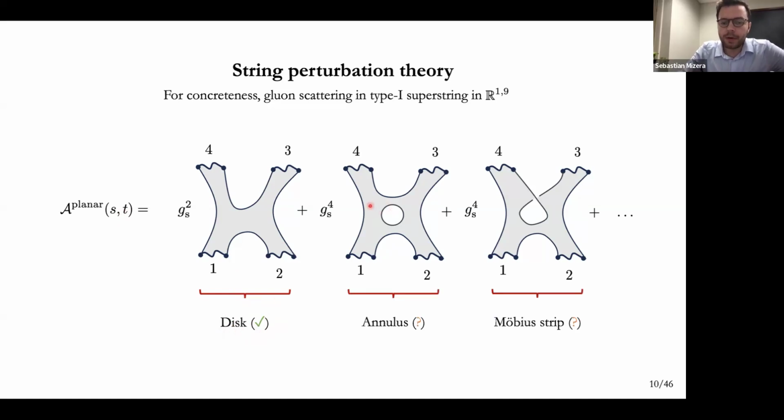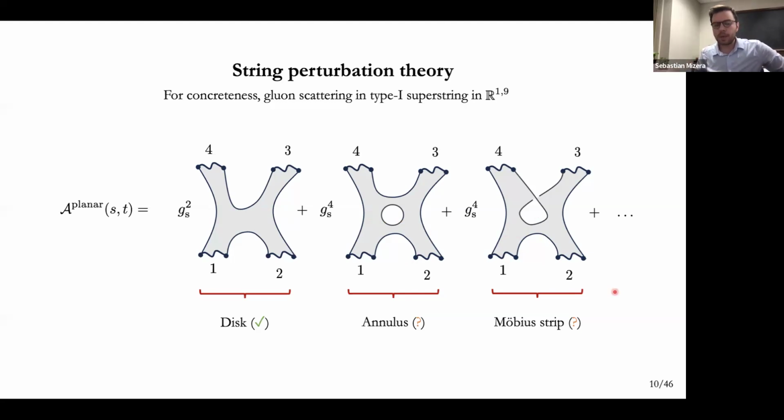But what will be the focus of this talk are these first two quantum corrections. Both of them, in quantum field theory language, would be called one-loop contributions. So the one-loop or genus 1. And there are actually two topologies that you need to consider in the planar sector. And this is the annulus and the Mobius strip. And as I indicated with these question marks, there are actually a number of open questions that relate to the formulation of string perturbation theory on these topologies.